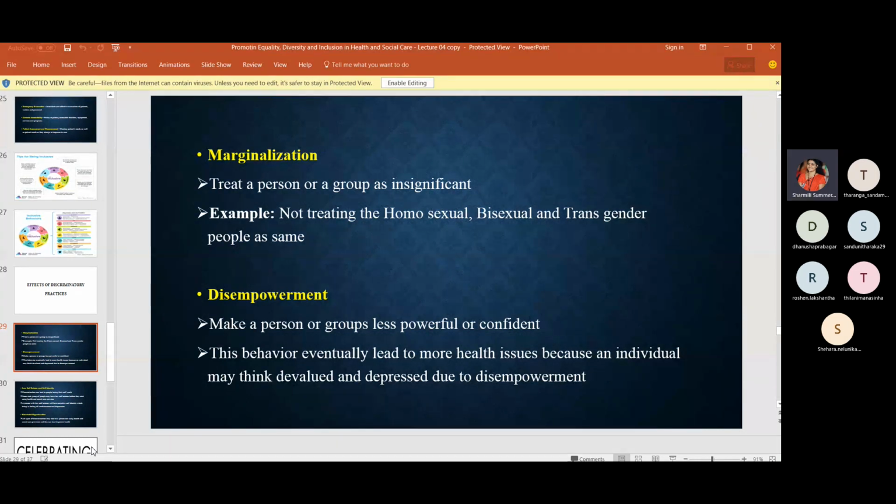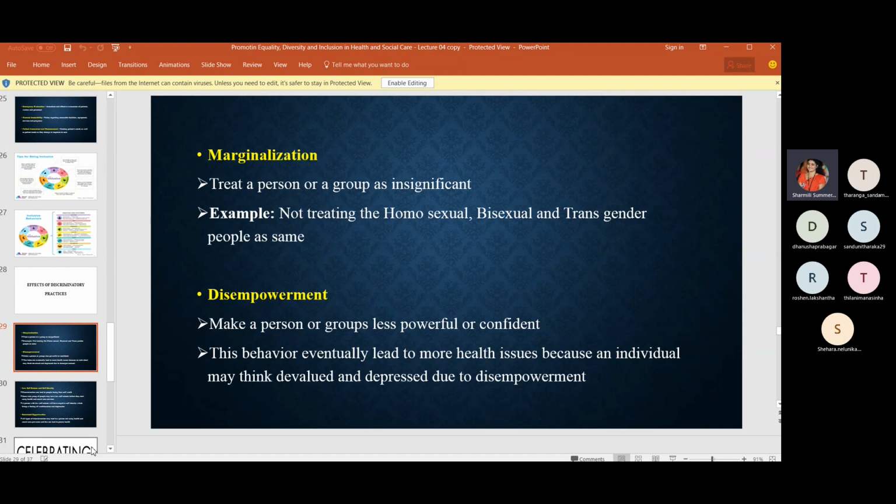Normally all the discriminatory practices, this marginalization and disempowerment, finally affect the health and wealth of the individual. So for all discriminatory practice, the ultimate outcome or consequence is an adverse effect on the health and wealth of a particular individual.